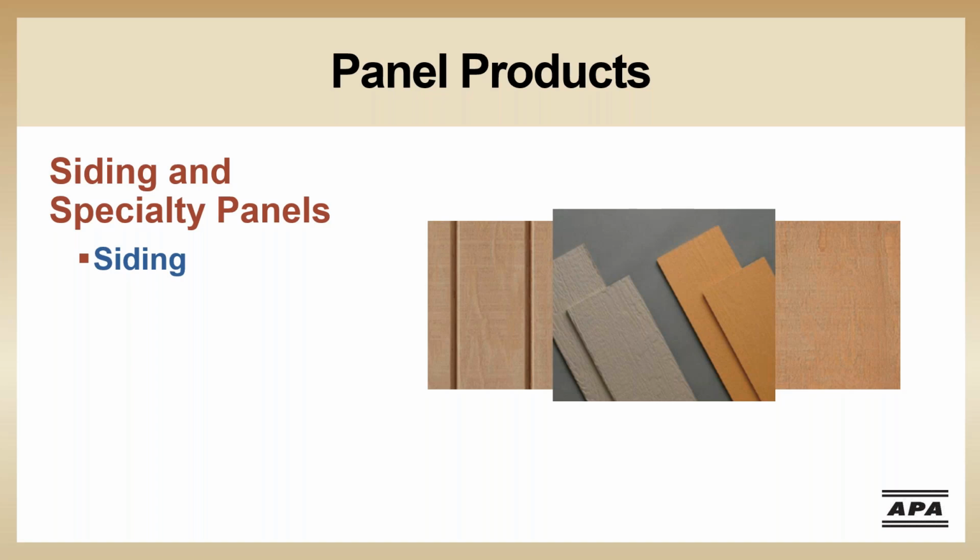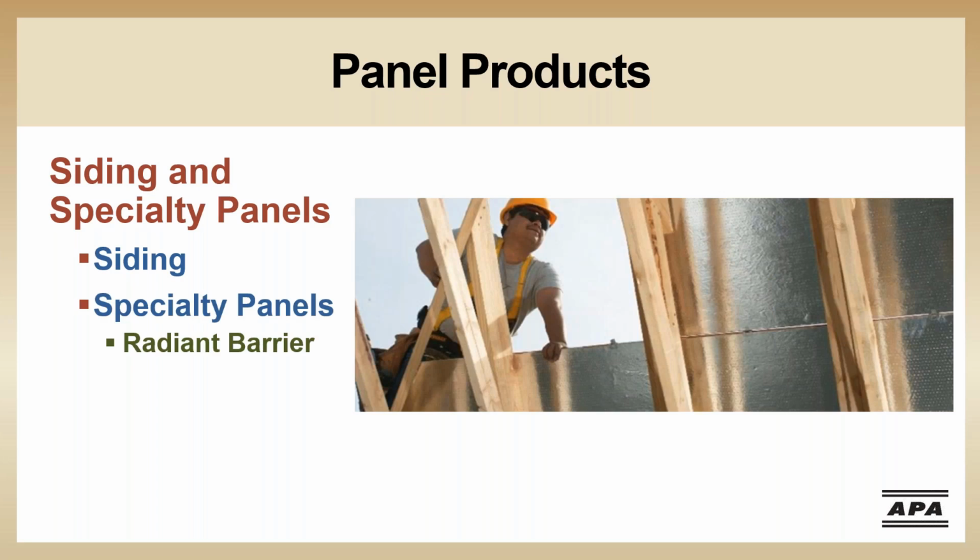One of the most popular specialty products which is used in sunshine areas is radiant barrier sheathing. Radiant barrier sheathing is basically a wood structural panel with a reflective coating on one side. And these are used in the attic of a lot of residential structures to improve the energy performance.